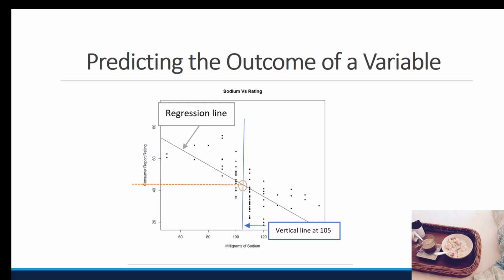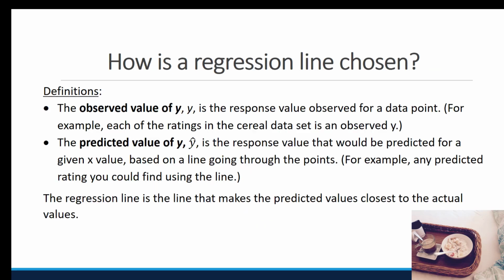Notice that the predicted ratings all fall on the line. We can use the plot to predict the rating of the cereal with 105 milligrams of sodium per serving. We can find the prediction by drawing a vertical line at 105 milligrams per serving, found here. Notice that the vertical line intersects the regression line at 43.6. This is the same predicted rating we got using the equation. The line and the equation contain the same information, but the equation will give you a more precise value since the line requires you to look at the graph and estimate the value.